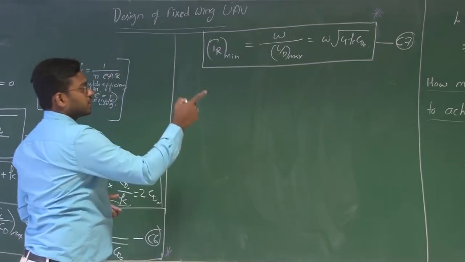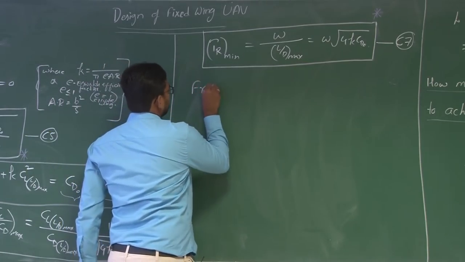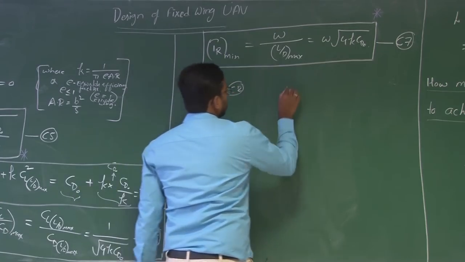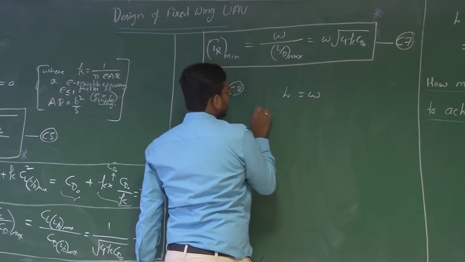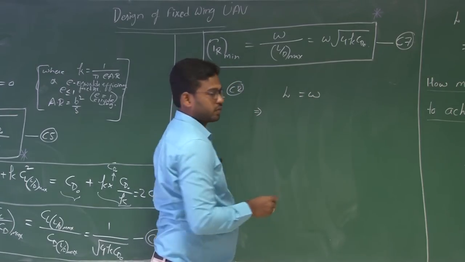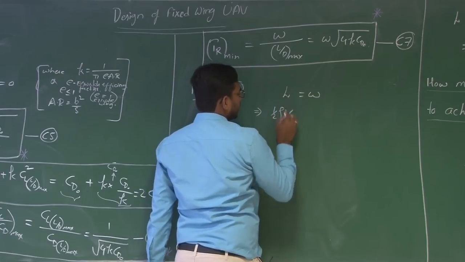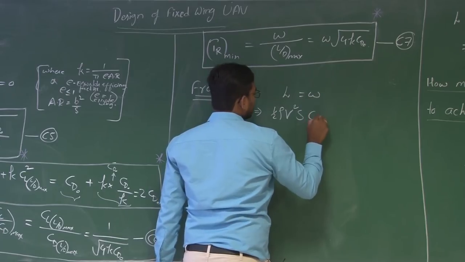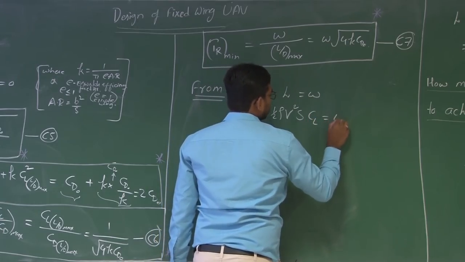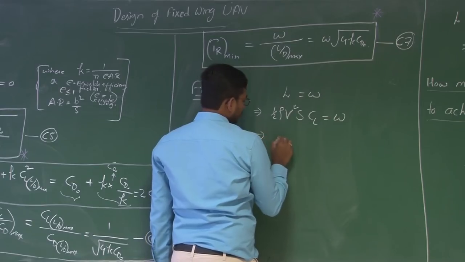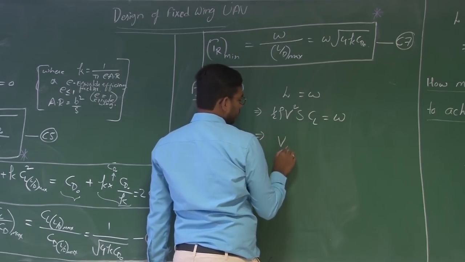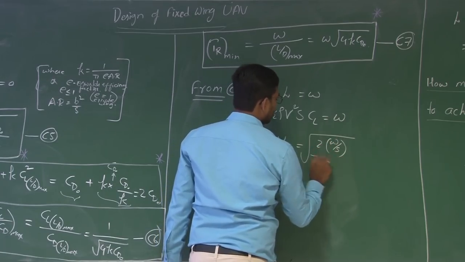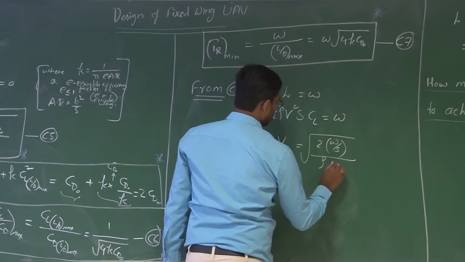Now let us look at this equation C2. From C2, what we have is L equals W, that means the weight is balanced by the lift of the aircraft. So I can express this lift as half rho V square, the dynamic pressure, times the reference planform area into the lift coefficient equals W. So the corresponding velocity of flight is equal to root over 2W by S, twice the wing loading, divided by rho into CL.